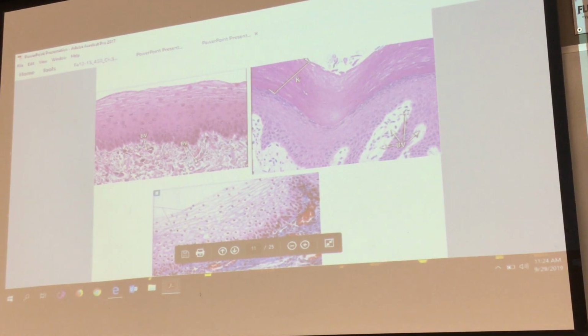Top left, bottom. Those are both non-keratinized, stratified squamous. Top right, keratinized. What are these BVs? Blood vessels. What do you call them?